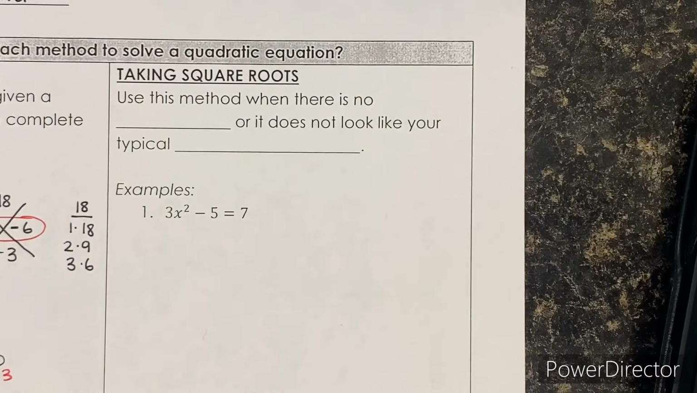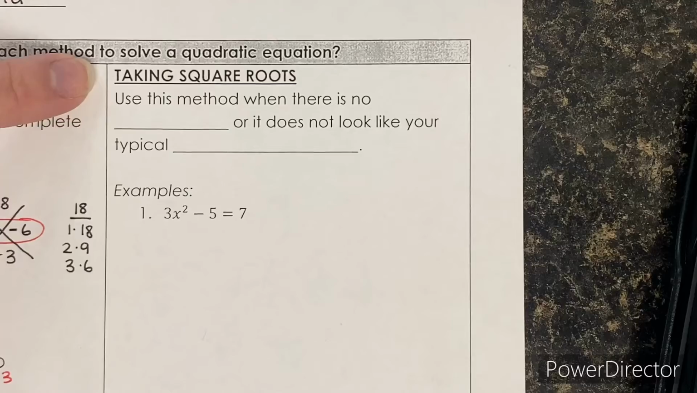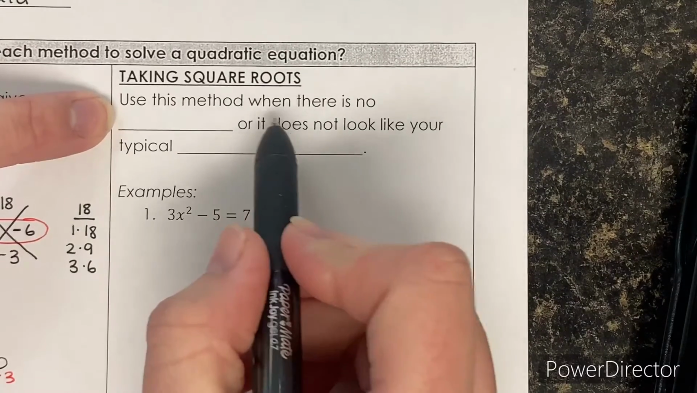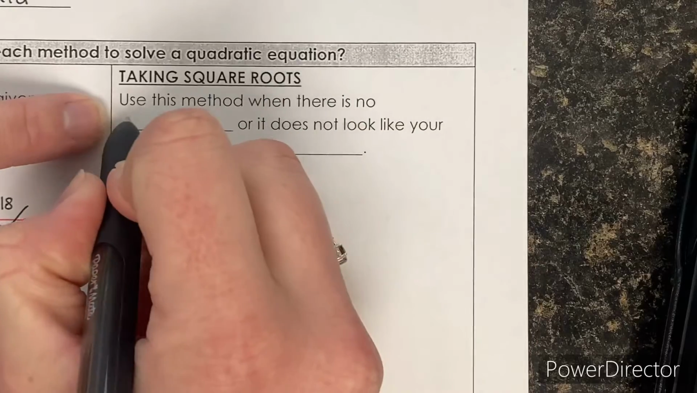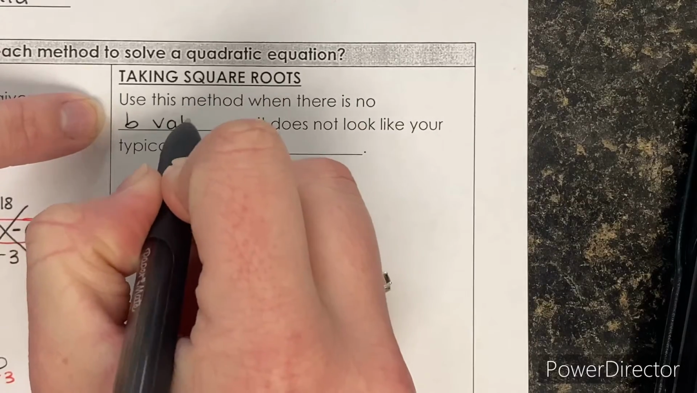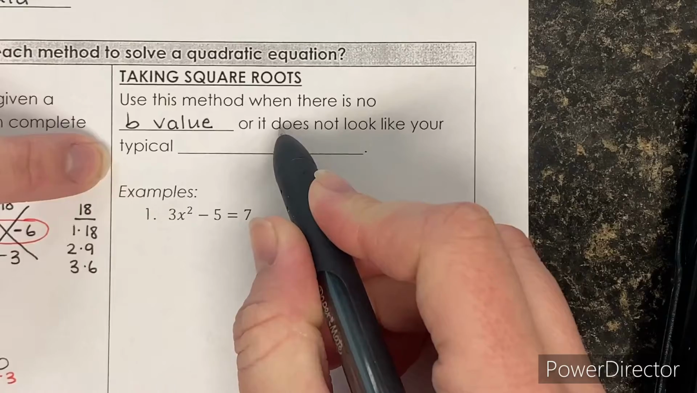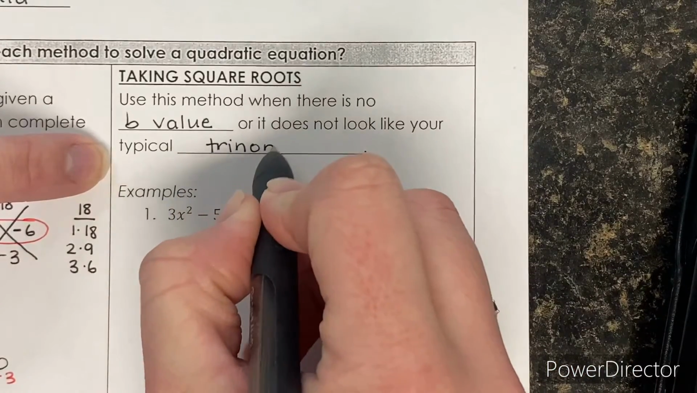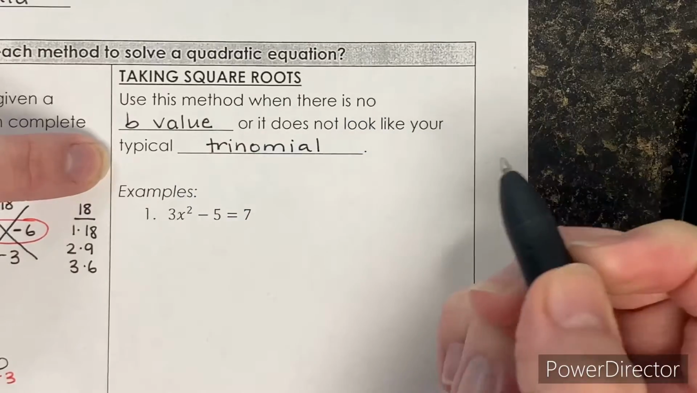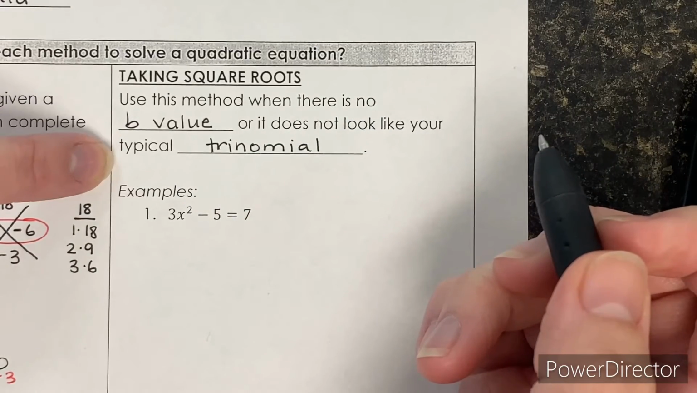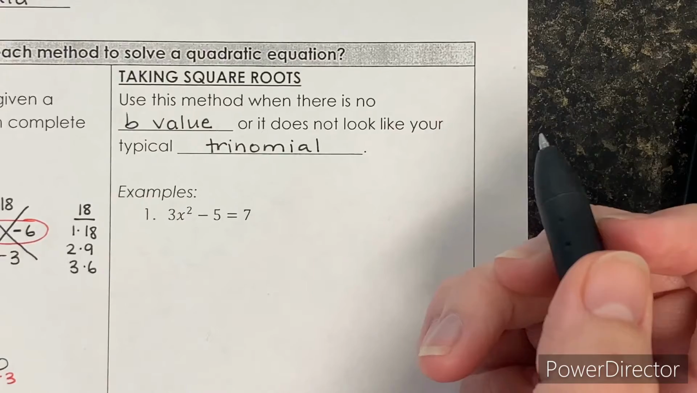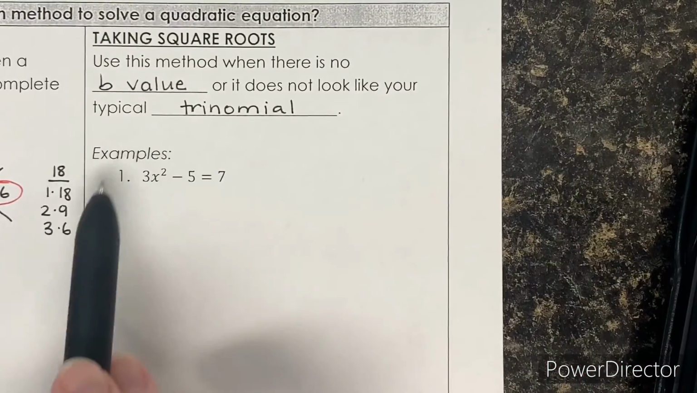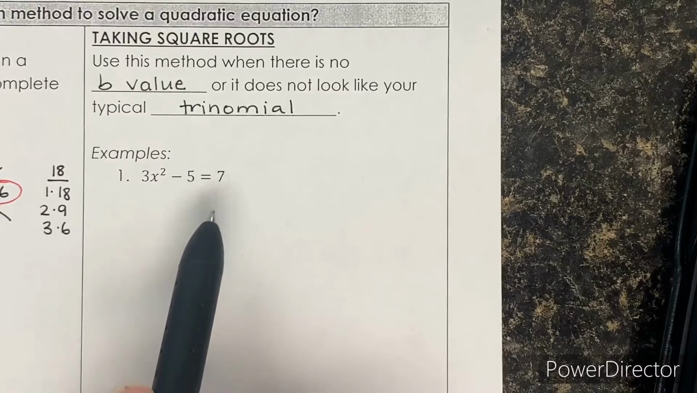Okay, and the second method that we talked about was taking square roots. So a couple things to know. You only use this method when there is no b value, or it does not look like your typical trinomial. So no b value or does not look like your typical trinomial. And so I've got 2 examples right here. The first example is the one that has no b value. This is what they look like.